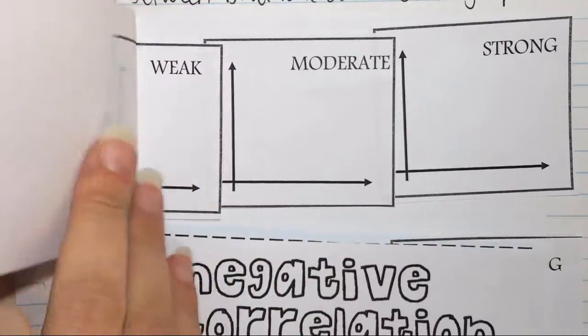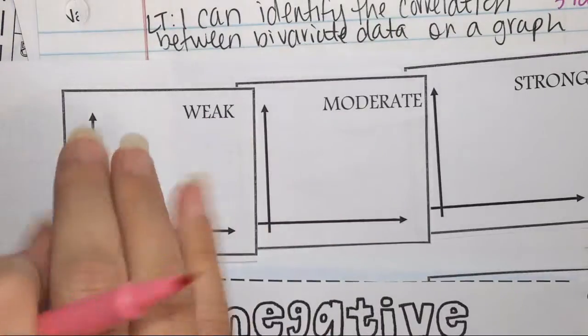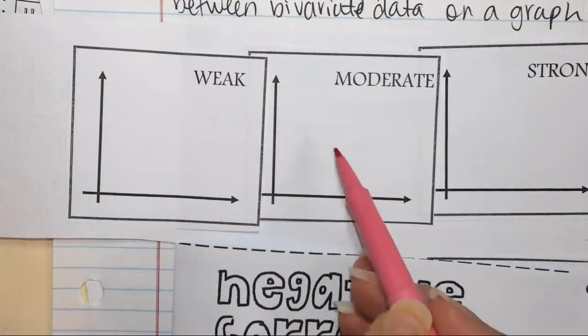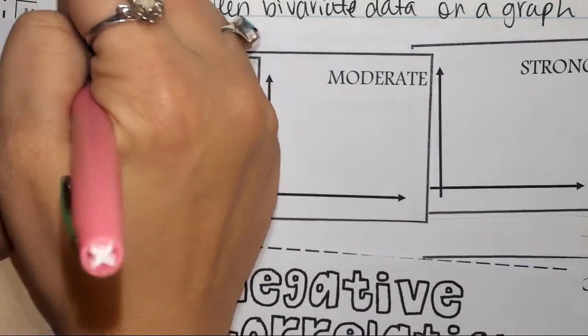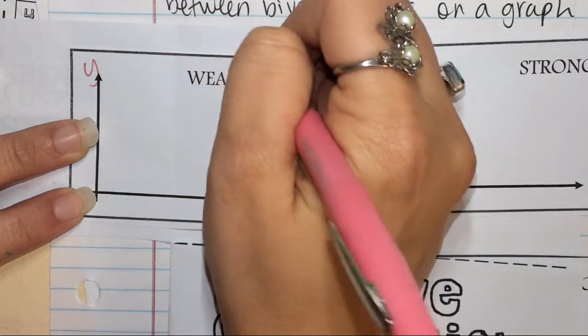Alright, so what we're going to do on the inside is we're going to draw what a weak positive correlation looks like, what a moderate positive correlation looks like, and what a strong one looks like. So let's go ahead and label all of our axes X and Y.